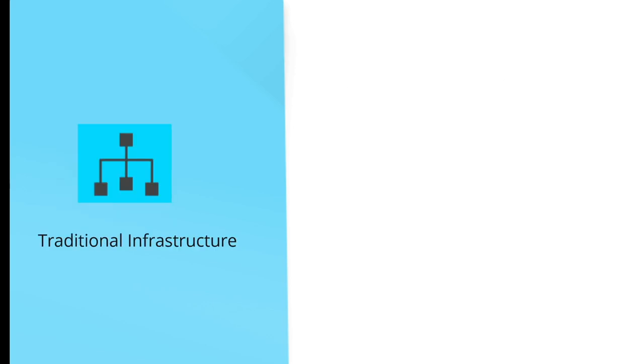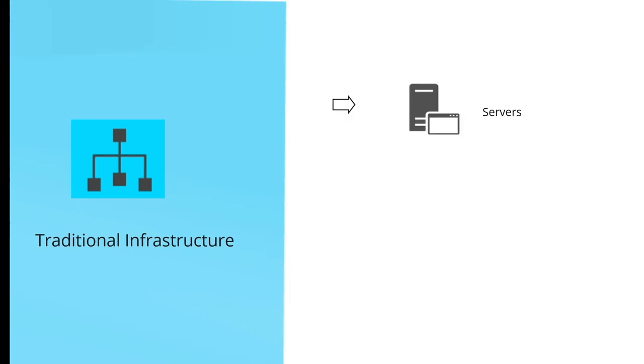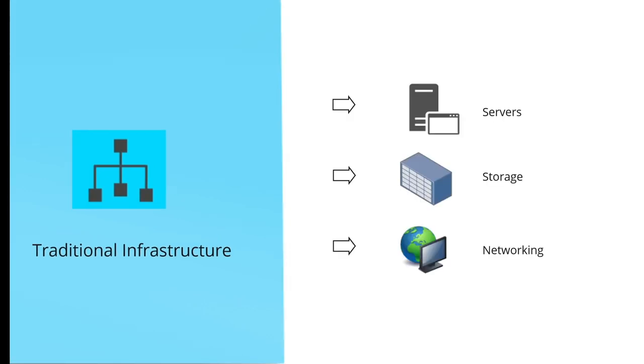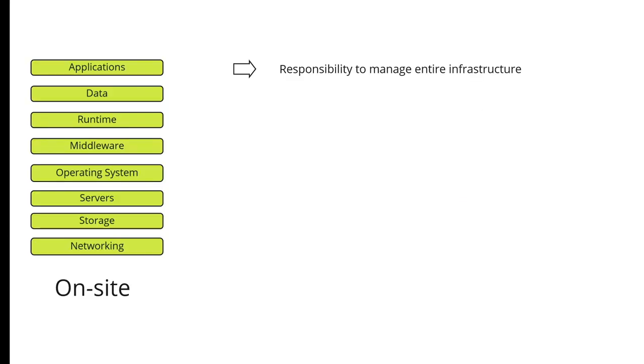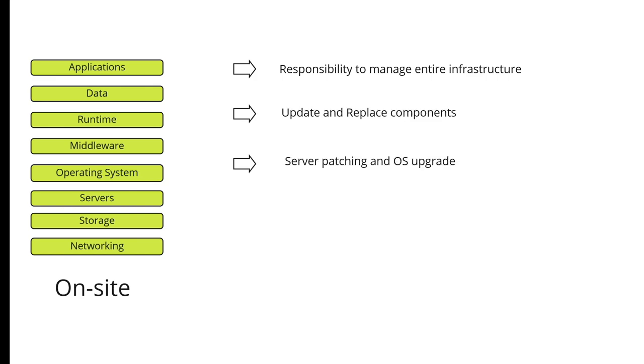In a traditional infrastructure, we have servers, storage, and networking as the three components that are the backbone of any infrastructure for running applications and workloads. When you have hardware on site, it's your responsibility to manage the entire infrastructure. You are responsible for updating or replacing the components as well. You are responsible for server patching and OS upgrade. So basically, you manage everything related to the infrastructure, from servers to networking to storage to applications.